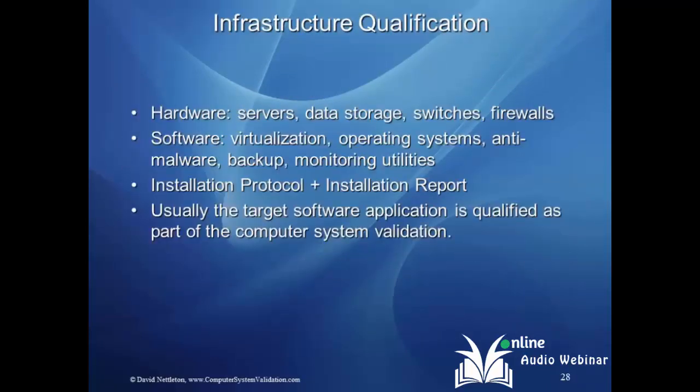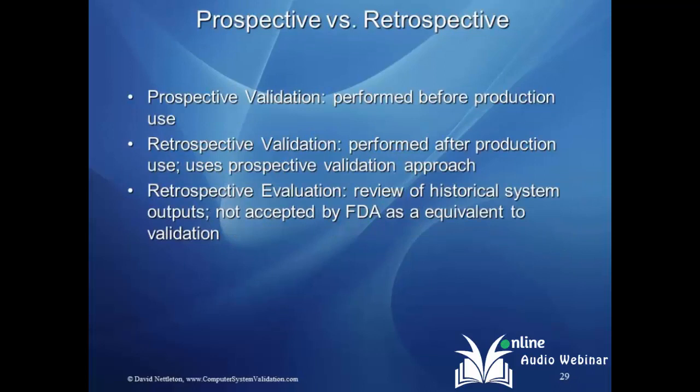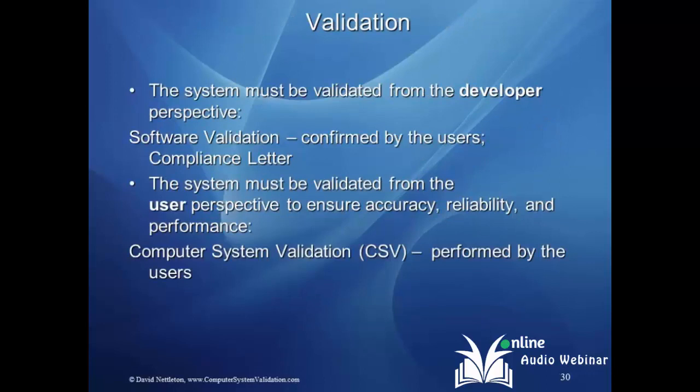Infrastructure qualification. There is no such thing as retrospective validation anymore. Everything is prospective. There are 2 validations. Software validation, which must be confirmed by the users. Then the users, each time a new version comes out, they have to do computer system validation. That's risk-based. That's actually performed by the users with a little bit of help from IT. So users are responsible for both validations.